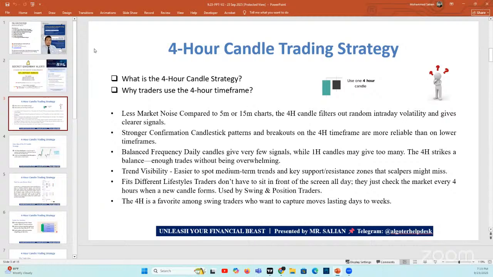And what else? The H4 is a favorite among swing traders who want to capture moves lasting days to weeks.